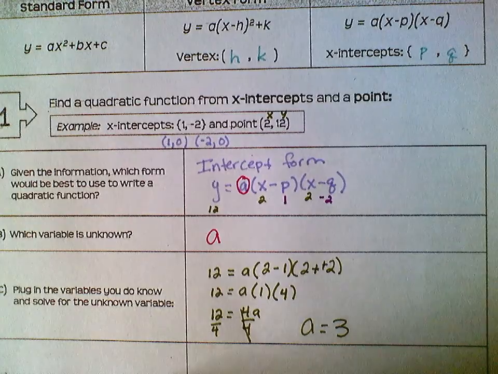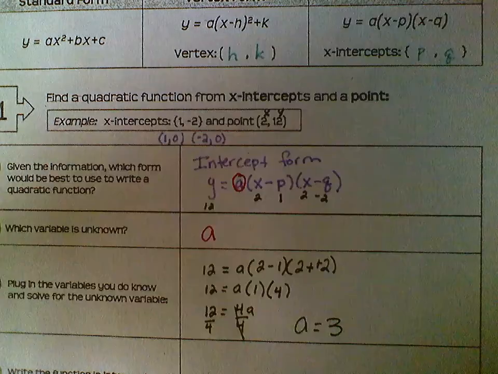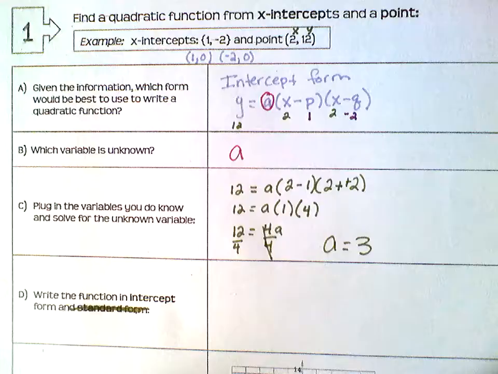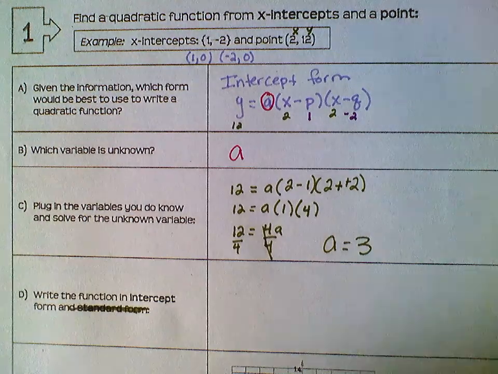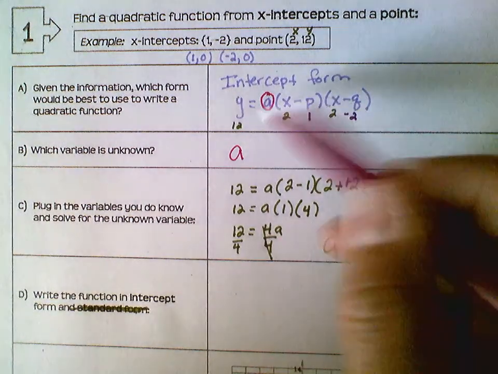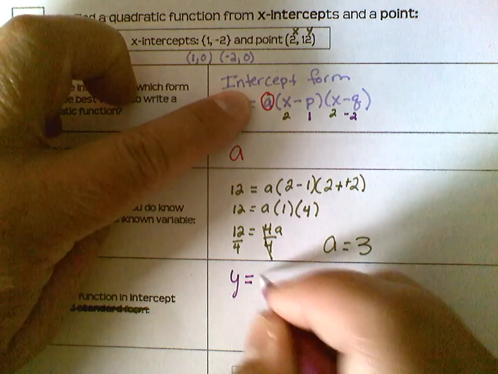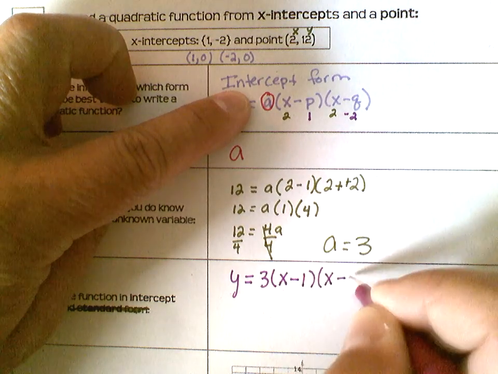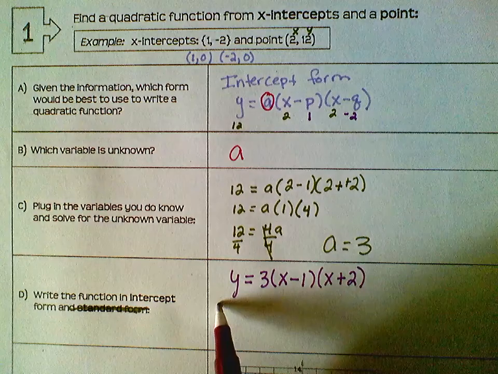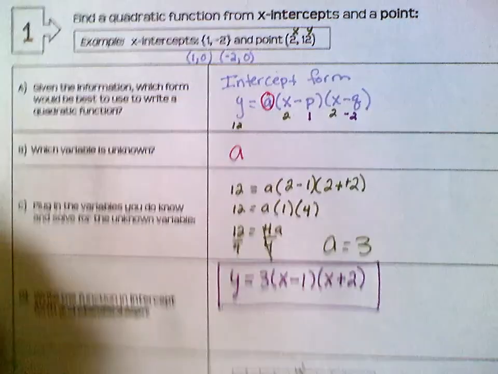It says write the function in intercept form and standard form. We are actually skipping standard form right now because we have not reviewed a certain concept. So to write the equation in intercept form, we just go back to where we started. We have y equals, and now we know what a is. It's 3 times (x minus 1) times (x plus 2). So this is our intercept form. And then we can graph.